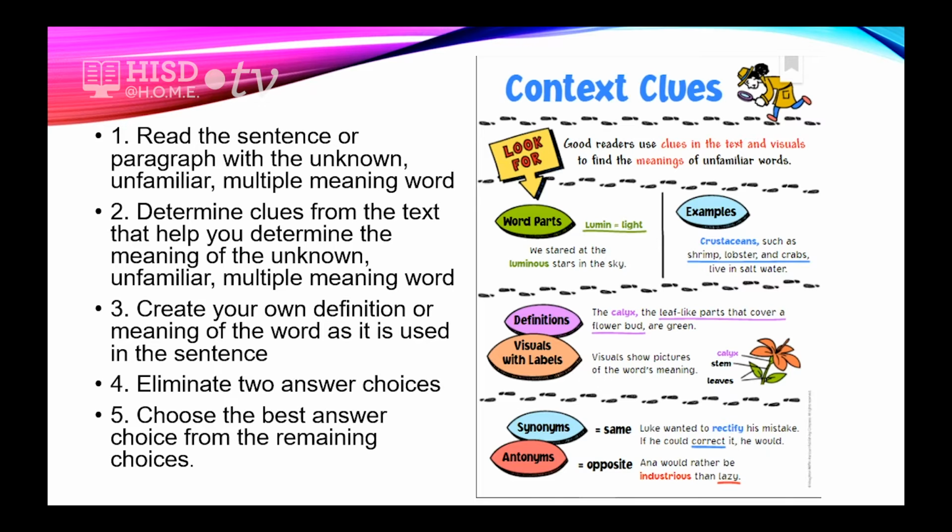There are 5 steps we want to take when we're looking at a context clues question. We want to read the sentence or paragraph with the unknown, unfamiliar, or multiple meaning word. We then want to determine clues from the text that's going to help us determine the meaning of that word. From there, we're going to create our own definition or meaning of the word as it is used in the sentence. We're going to then eliminate 2 answer choices, and then we're going to choose the best answer choice from the remaining choices.